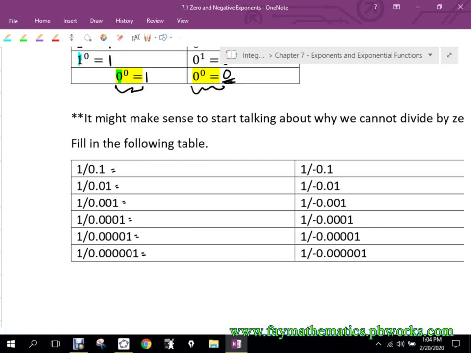What is 1 divided by 0.1? Wait, let me do it real quick. 10. That's Brady. Okay. 10.